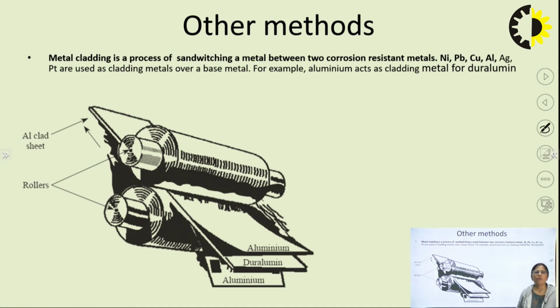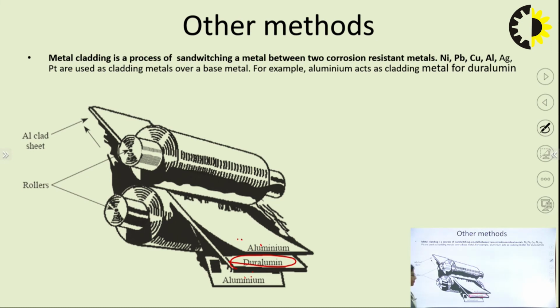Another method is metal cladding. Metal cladding is a process of sandwiching a metal which can undergo corrosion between two corrosion resistant metals. So if this metal is to be protected, then we cover this metal with two different metals, forming a sort of sandwich, where this metal is going to be protected by other metals which are corrosion resistant.